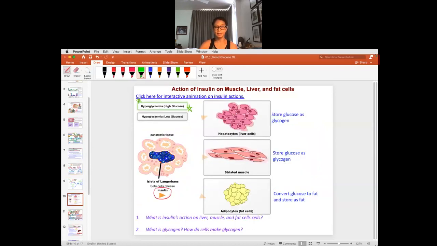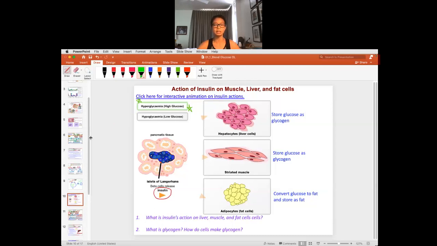There's a nice little animation here. When you go into this website, click on hyperglycemia, high blood glucose state, and then you can see what happens with insulin going to liver cells. When you click on the liver cell, it'll show you an animation of what happens with the presence of the insulin, and same with the muscle and then the fat. Okay, so you can review that for the hyperglycemia.